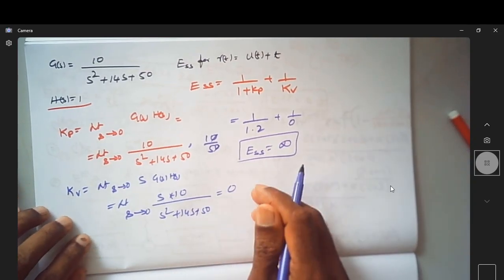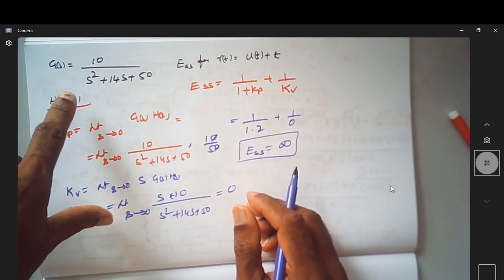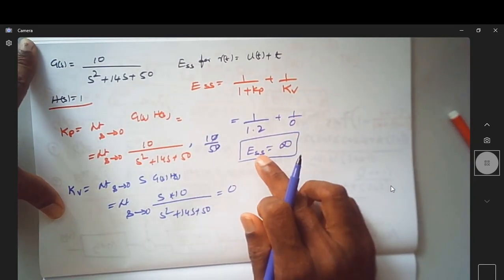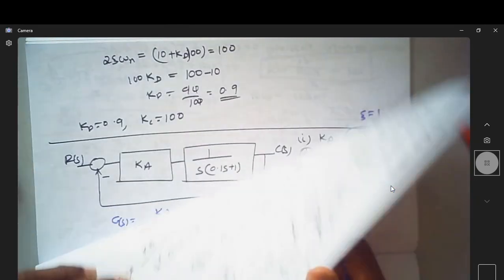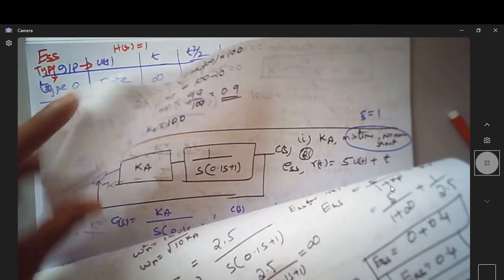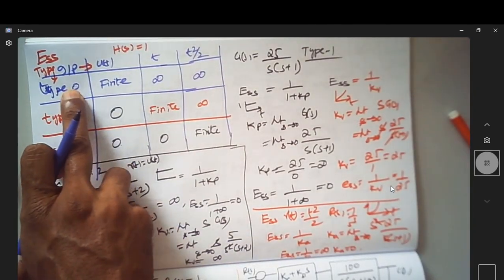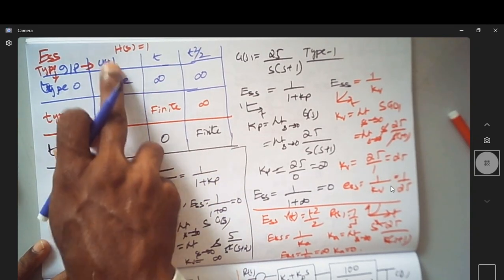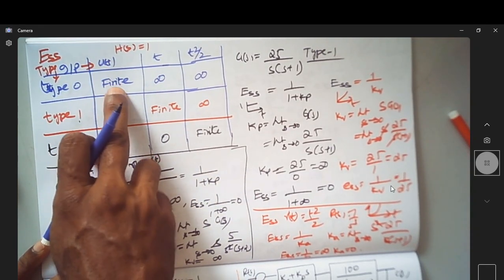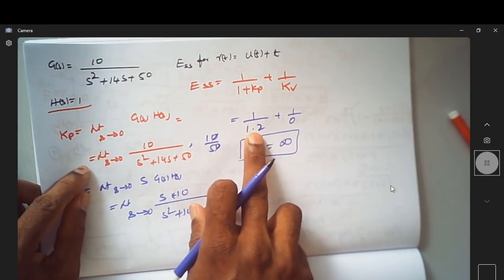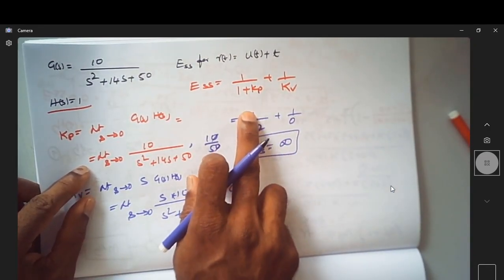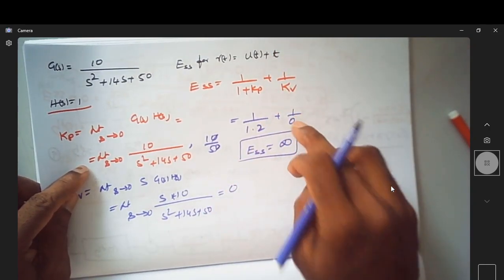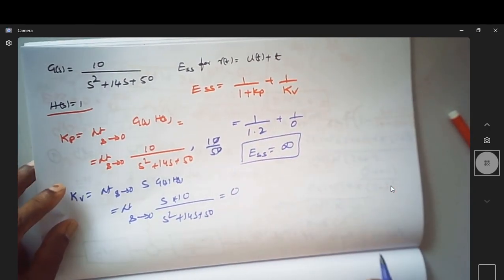ESS is infinite. Because this is a type 1 system, you have an input of ramp which will end up with the ESS of infinity. So that's what we saw in one of the tables. In the initial video, you can see it is type 0. If you have this, it's an infinite ESS. And of course, when you have u of t, that step input, you had a finite error which was 1 over 1.2. So this doesn't have any meaning because you have an error due to ramp input as infinite. So overall it is infinite error.